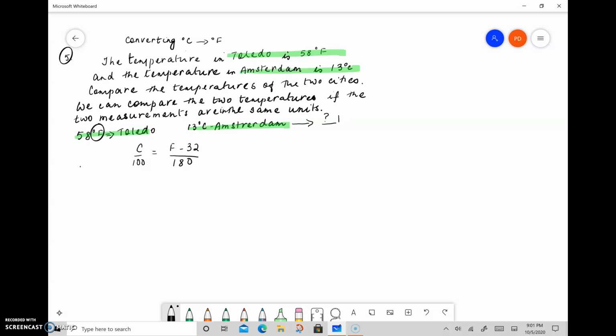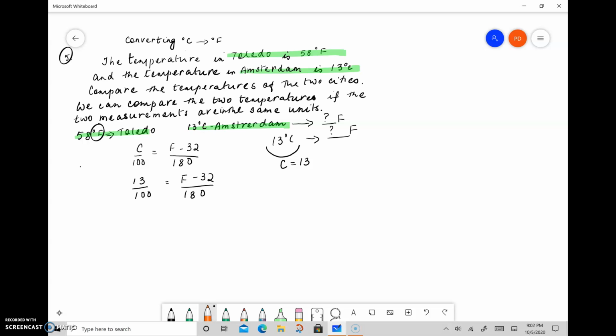So let's try to do that. That way our units of measurement are the same. So we need to convert 13 degrees centigrade to degrees Fahrenheit. In centigrade, the temperature is 13. So C equals 13. Let's write that down. 13 over 100 is equal to F minus 32 over 180.